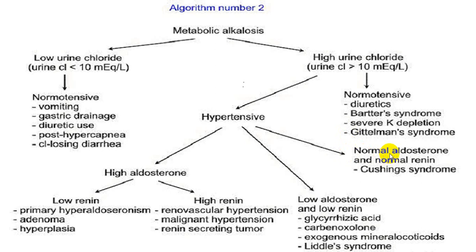If the person has a normal aldosterone level and is hypertensive and has high urinary chloride, then look for Cushing syndrome, because there is normal renin, normal aldosterone. And if the urinary chloride is low and the person is normotensive, vomiting, nasogastric drainage, diuretic use, post hypercapnia, and chloride losing diarrhea will be the conditions. Complicated, but you will have to use these algorithms when you are approaching.